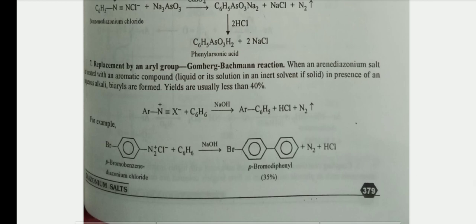Replacement by an aryl group. Gomberg-Bachmann reaction. When an arene diazonium salt is treated with an aromatic compound, liquid or its solution in an inert solvent if solid, in the presence of an aqueous alkali, biaryls are formed. Yields are usually less than 40%.